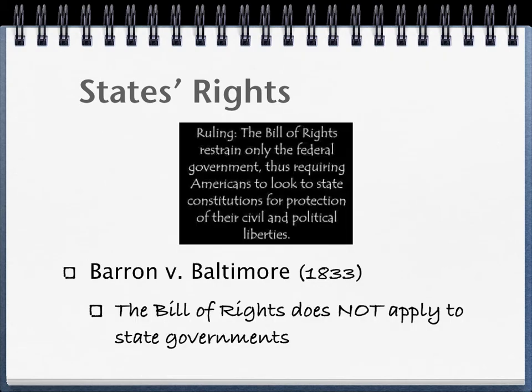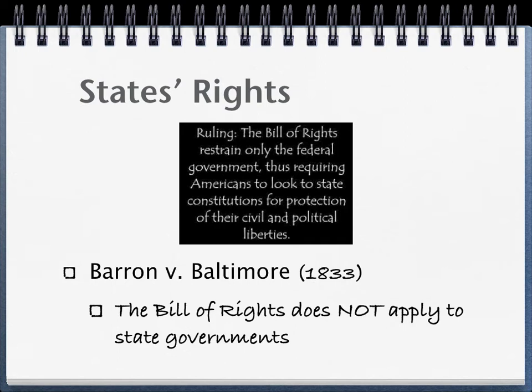You have a Supreme Court case, Barron versus Baltimore. Don't really worry about knowing the name of that one too much. The idea is more important here. The idea is that the Bill of Rights does not apply to state governments. What that means is that according to this Supreme Court case, states are allowed to restrict your freedoms and rights that were found in the Bill of Rights.